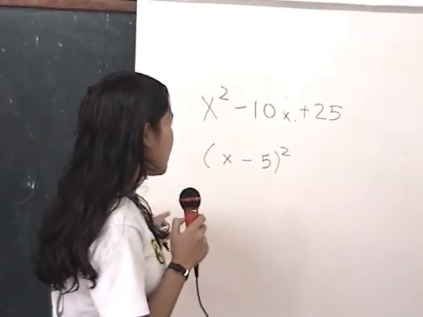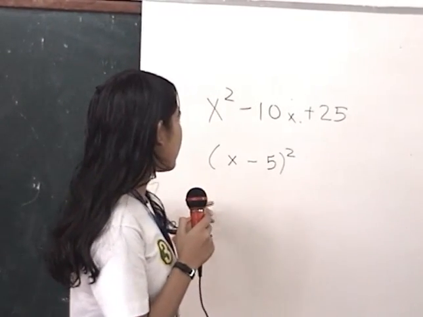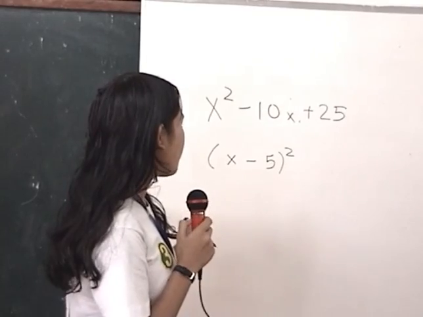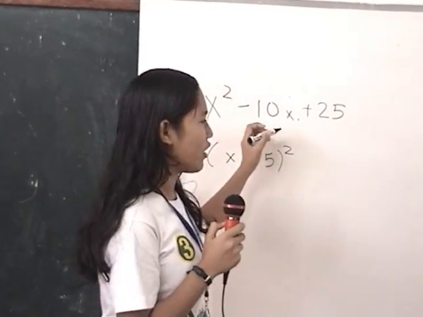To check the answer if correct, multiply x times 5, then multiply it by 2, then the answer is correct.